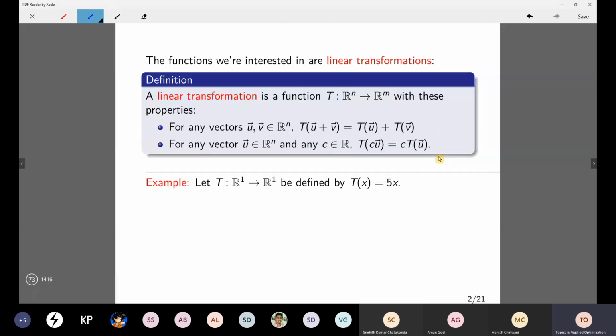Let us see some examples. Let us consider this function f from R1 to R1 defined by T of x equals 5x. Now the question is, is this a linear transform? You have to check these two properties. You have to choose any arbitrary vectors u and v. So let us say I choose any arbitrary vectors u and v.